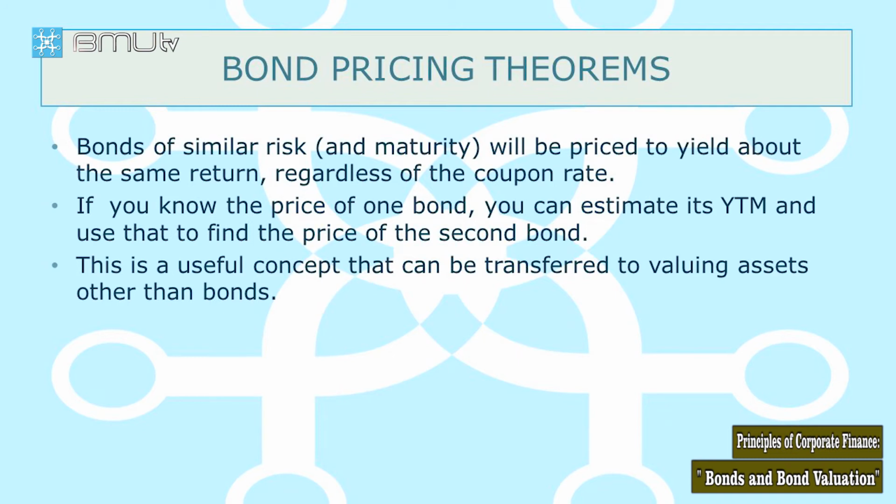We have some bond pricing theorems that apply some mathematical rules. We get these arguments. Bonds of similar risk and maturity will be priced to yield about the same return regardless of the coupon rate. If you know the price of one bond, you can estimate the yield to maturity and use that to find the price of the second bond with the same risk level. This is a useful concept that can be transferred to valuing assets other than bonds. The same principle can be applied to other financial assets.